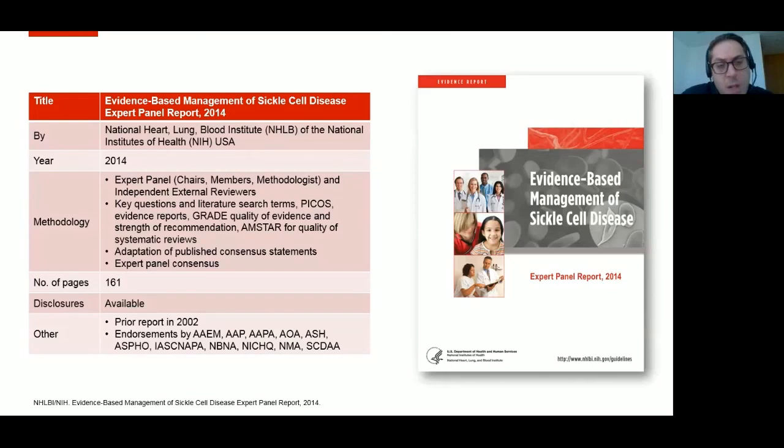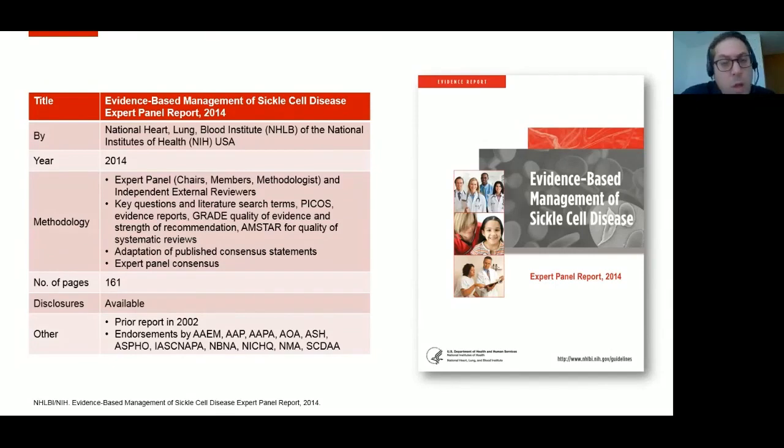And it has a very rigorous methodology for development. It's formed of an expert panel, the authors group, including chairs and members from NIH and from outside, from dedicated centers of excellence in the US. And there was also a methodologist assigned specifically for the development of these guides or panel recommendations. And it also relied on independent external reviewers.